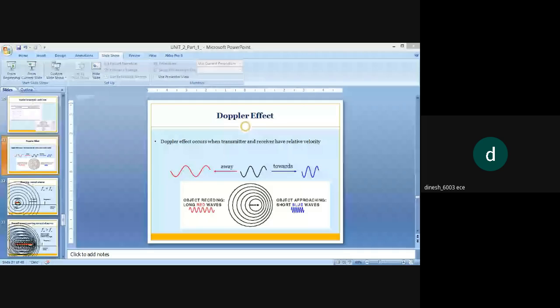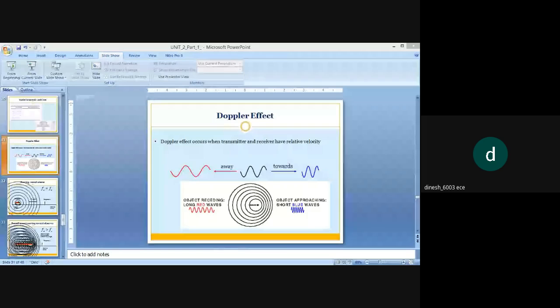The Doppler effect occurs when the transmitter and receiver have relative velocities. Here, represented in red is always an object receding, with long red waves, and blue indicates an object approaching, with short blue waves. So I'll show you the Doppler effect.